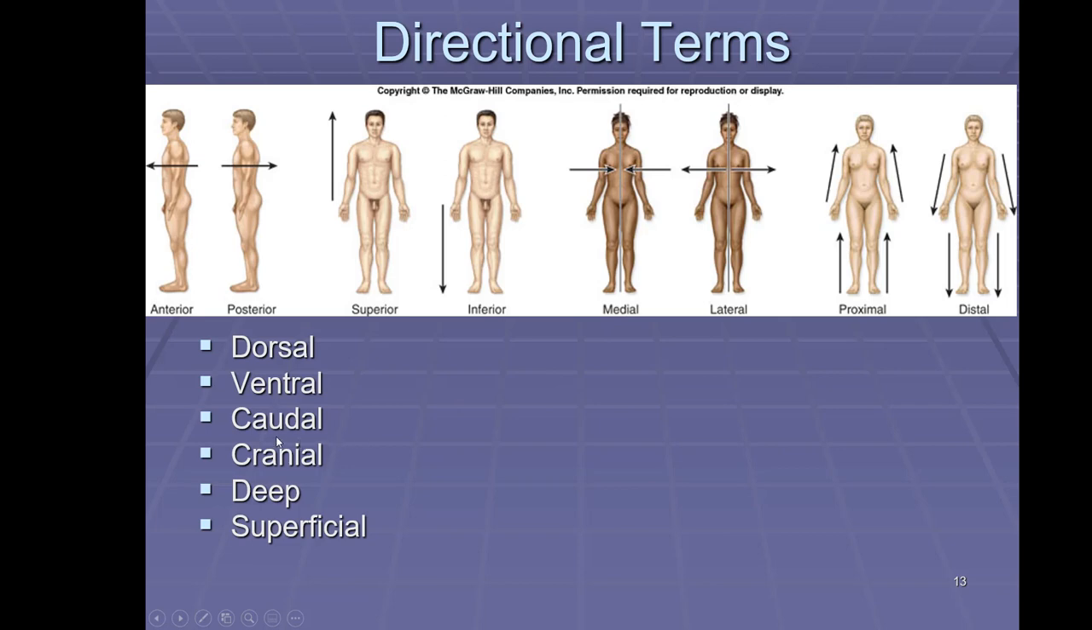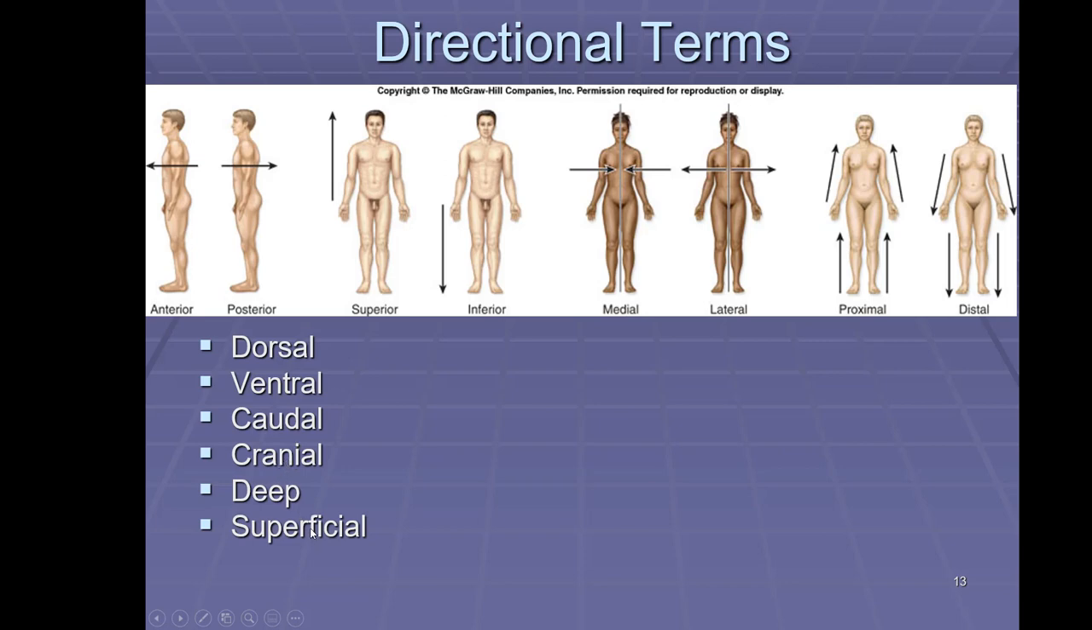Then some other terms that are used: caudal and cranial. We don't use those much in human anatomy, but caudal literally means tail end. Cranial means towards the head. So kind of like superior and inferior, but a little bit different. Caudal is more used in animals. If you think of a dog, caudal would be where the tail is, where the butt is. Cranial would be towards the head.